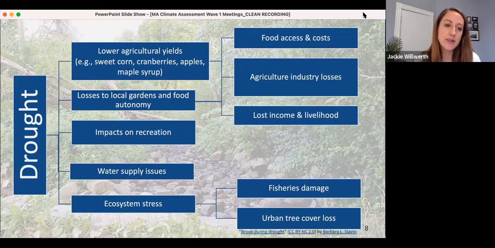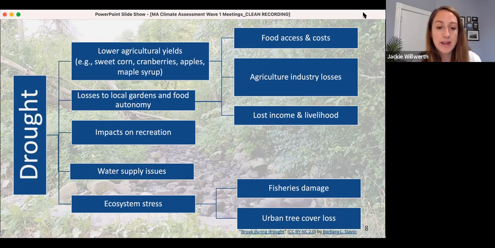Next, we have drought. Some of the impacts of drought include lower agricultural yields. And you'll see some of the highest production crops in Massachusetts: sweet corn, cranberries, apple, maple syrup. And these obviously contribute to food access and costs. And when we think about food access and costs, we can also think about the impacts to agriculture outside of Massachusetts, which might disrupt food system and food supply.